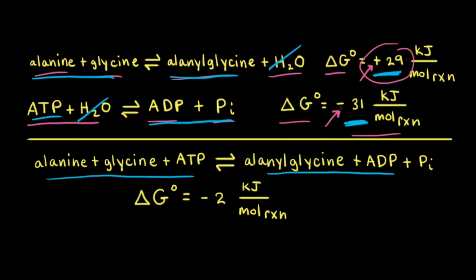Adding the two values of delta G naught together, we get delta G naught is equal to negative 2 kilojoules per mole of reaction. And since delta G naught is negative, it's now favorable for the body to synthesize this dipeptide.